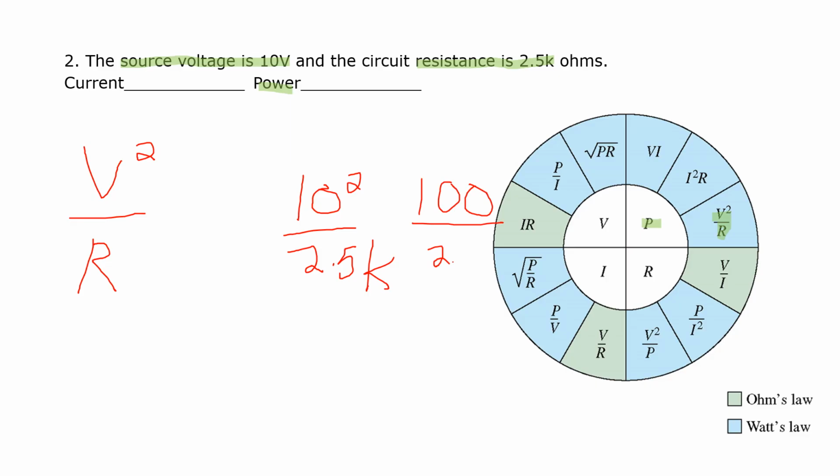Divided by 2.5K, which is going to give you again another, handwriting sloppy here, apologize. Another metric prefix, this time it is 40 milli. Power's measured in watts, bam, and you come up with 40 milliwatts.